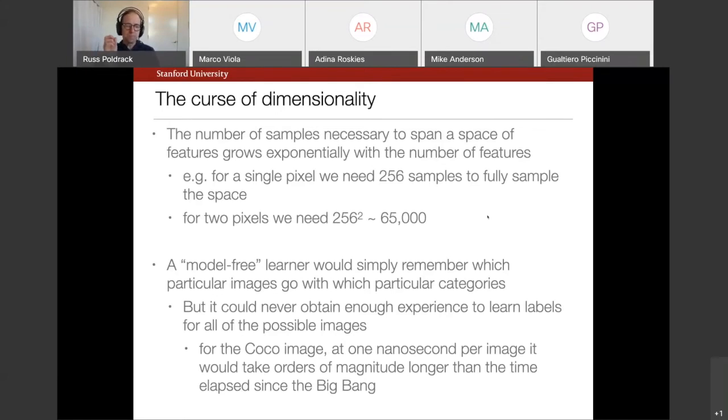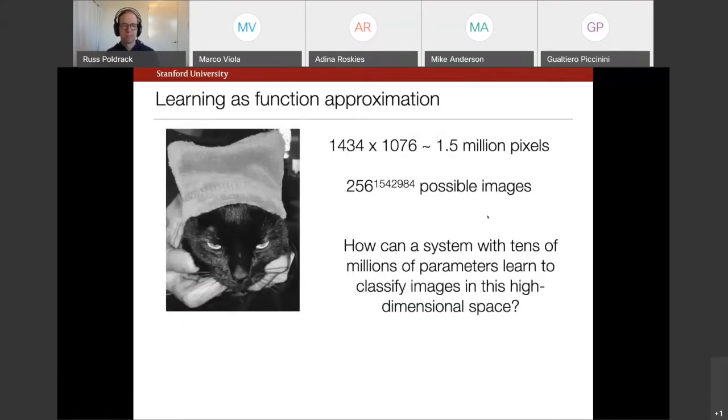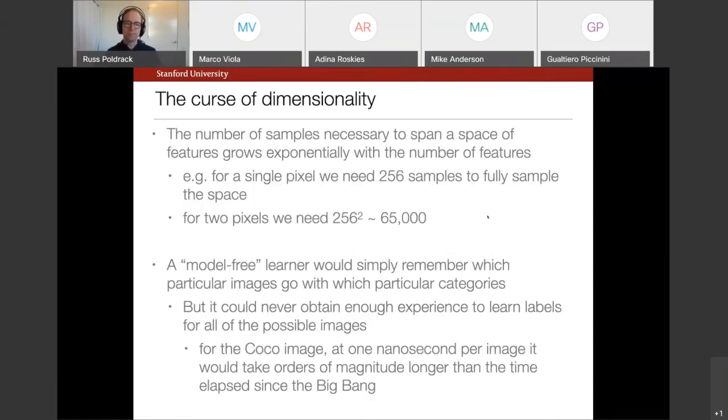So let's think about how one might go about learning to map those images onto categories. The simple thing you might imagine doing is taking a specific image, the particular pixel values in an image, and mapping those onto a category label. So for this particular image, the label would be cat. Let's just stick with the basic level categories. This is what we call a model-free learner. It doesn't know anything about the world other than remembering which particular inputs go with which particular outputs, in this case, which category.